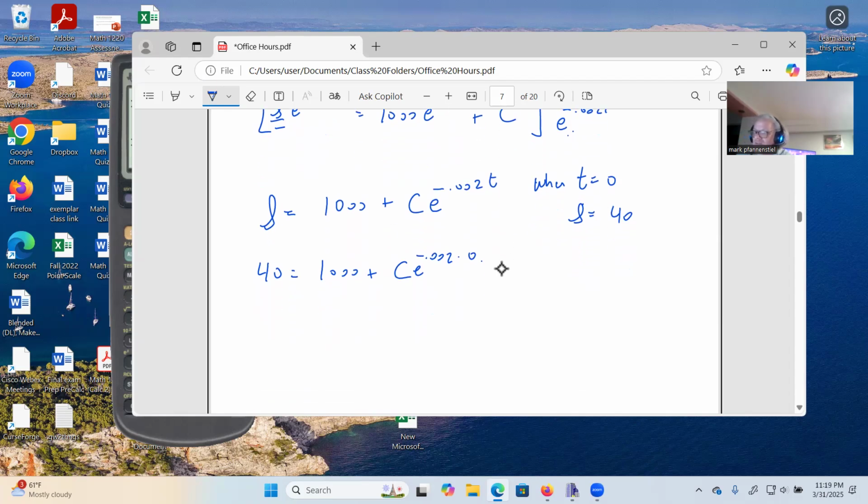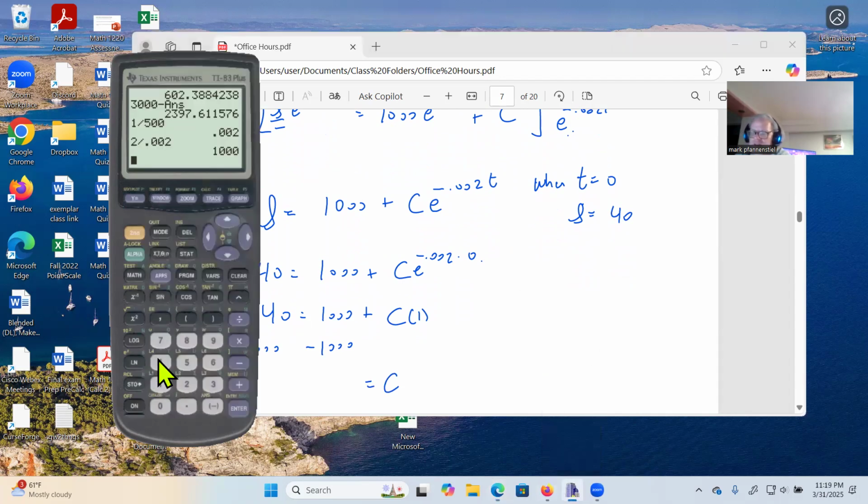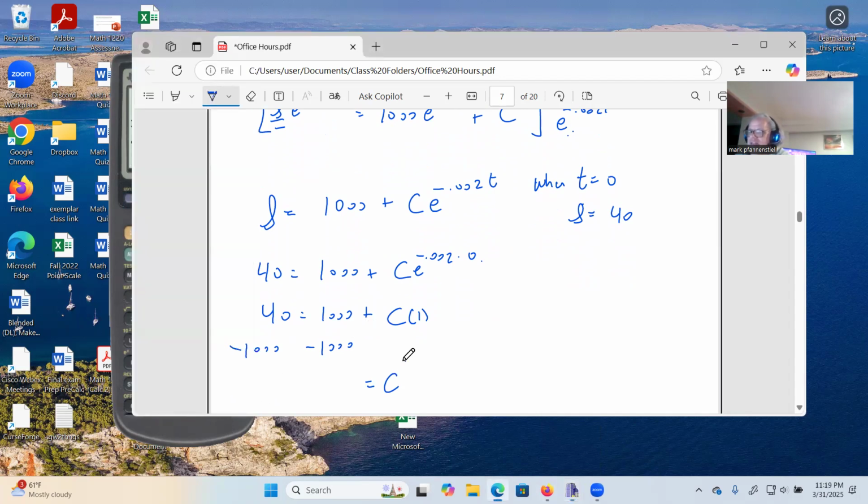So we have 40 equals 1,000 plus c, technically times 1. You don't have to write that down. We're going to subtract out our 1,000 on both sides. Okay, and we'll have c is equal to, what is 40 minus 1,000? We'll get negative 960. So negative 960 equals my c.